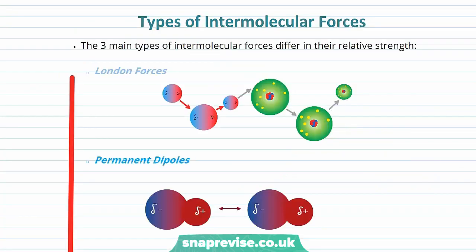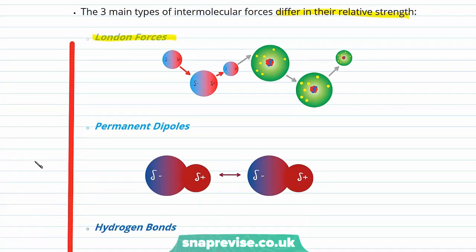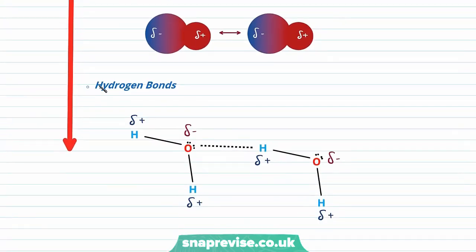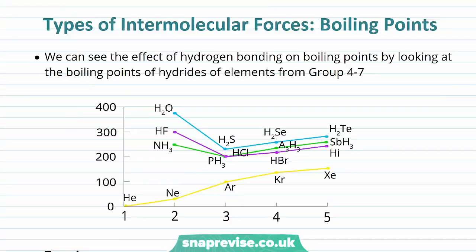Let's take a brief look at their relative strengths, because the three main types of intermolecular forces differ in their relative strength. The weakest form of intermolecular force of attraction are our London forces. Then we have our permanent dipoles, and the strongest is our hydrogen bonds. The type of intermolecular force affects the boiling points.